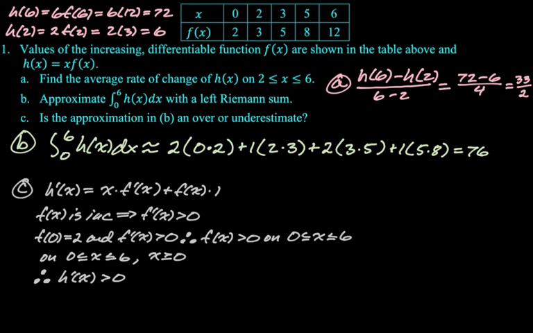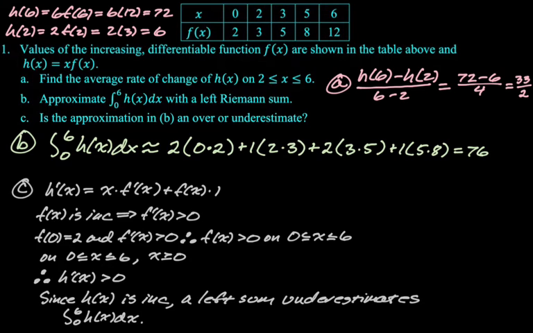If you have an increasing function, a left Riemann sum will underestimate it. So I'm going to write that down. Since h of x is increasing, a left sum underestimates the integral from 0 to 6 of h of x dx. Go through the process. Just know the advantage is that we know going into it that that's what they're looking for. So make sure you find that derivative and make your argument based on that.